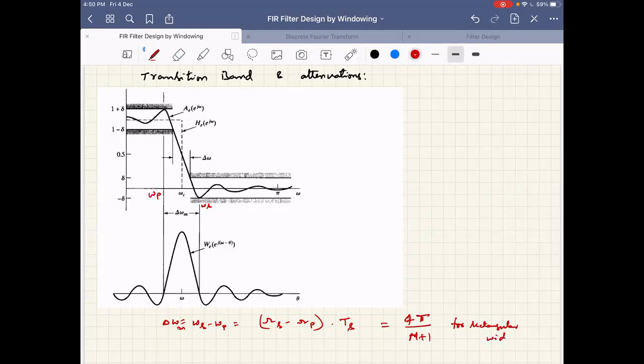As we said before, there are other windows other than the rectangular window as well. And as we increase M, this becomes narrow and the transition band will be narrower. But at the same time, the ripple will increase. If we increase this M, this becomes narrow, but the ripple will increase because the height of this also will increase.